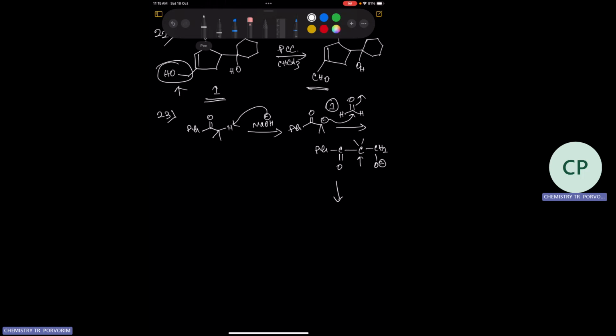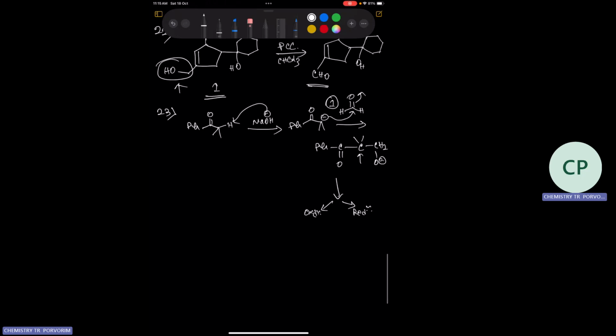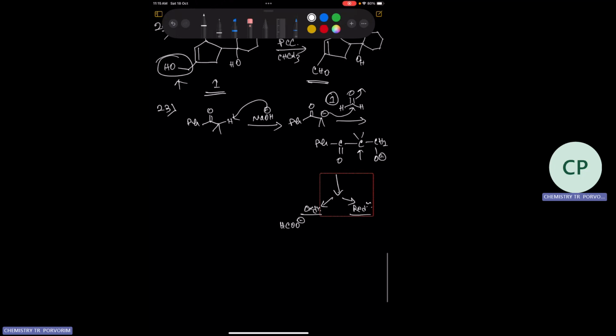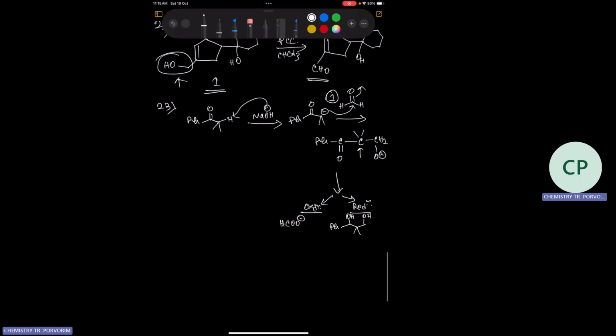These are two types of reactions, so one will be oxidation, another will be reduction. The oxidation product should be HCOO minus, and the reduction product is Ph-CH2-CH2OH. Okay, so this is the second molecule reacting, and they are giving another HCHO. So this is the first HCHO.